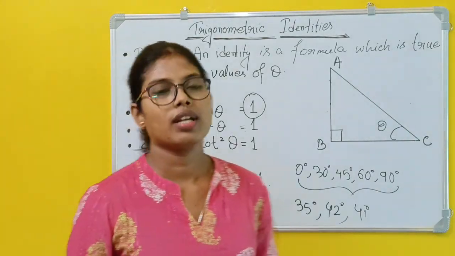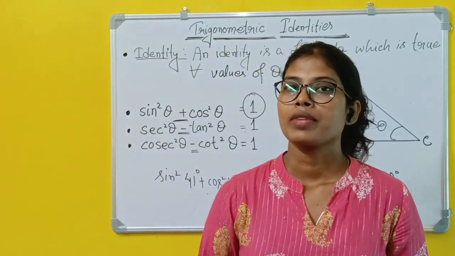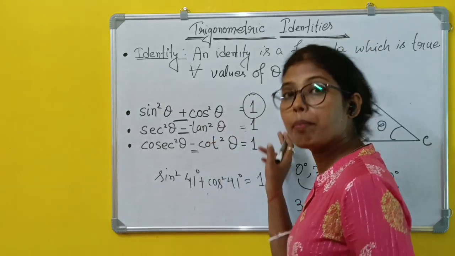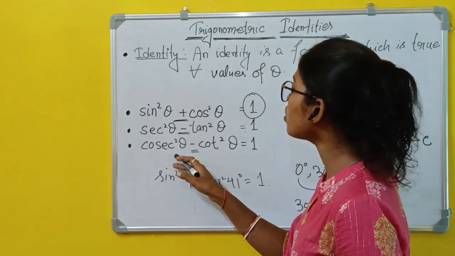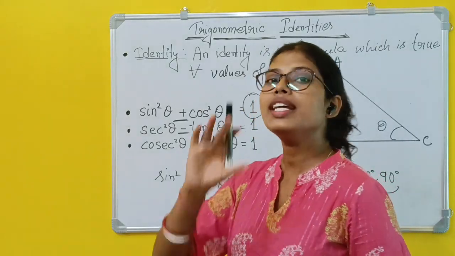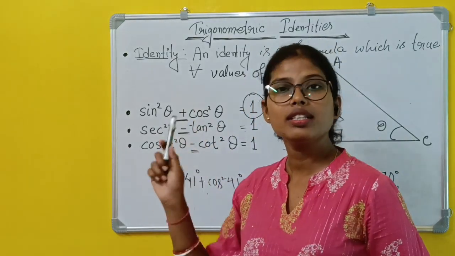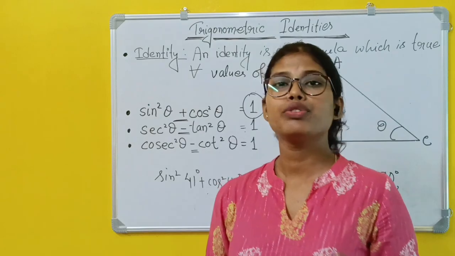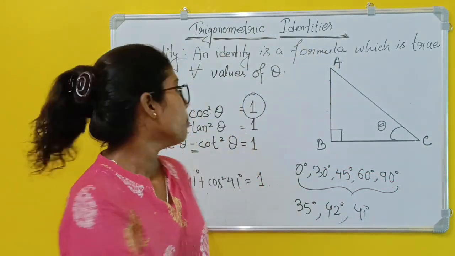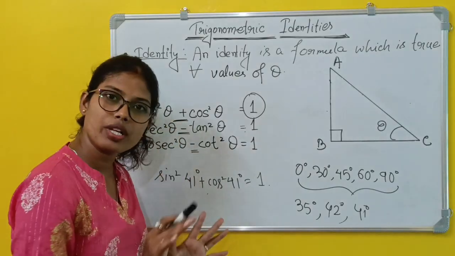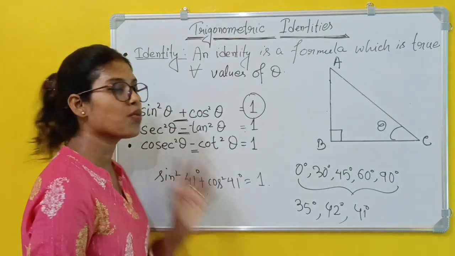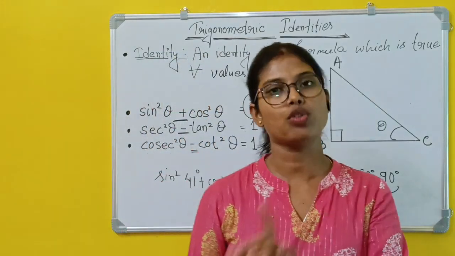In some books like R.S. Agrawal, R.S. Sharma and so on, the identities are written as sec square theta is equal to 1 plus tan square theta, and cosec square theta is equal to 1 plus cot square theta. But you can remember it this way. If you learn it this way, then there will be no confusion between the plus and minus signs. First sine, cos, which we are so familiar with, then sec tan, and the last one is cosec and cot.